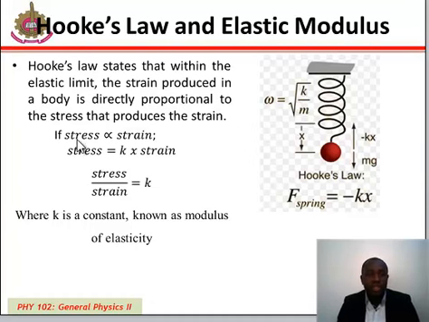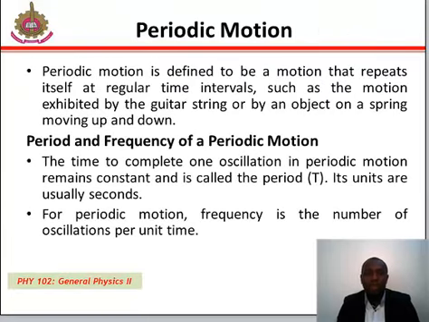So if stress and strain are directly proportional, we can say that stress is equal to a constant times strain. This constant is known as the modulus of elasticity, represented by K. The modulus of elasticity is calculated by dividing stress by strain. An elastic modulus, always represented as E, can be defined as the ratio of stress to strain of a material. Elastic modulus and stress have the same unit, which is Newton per meter square.